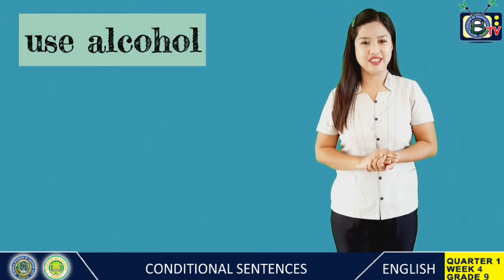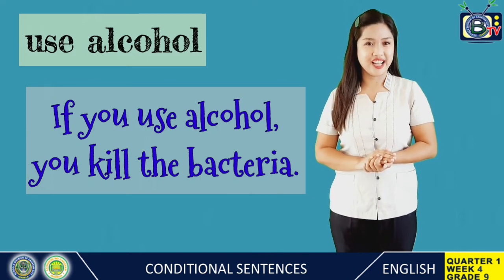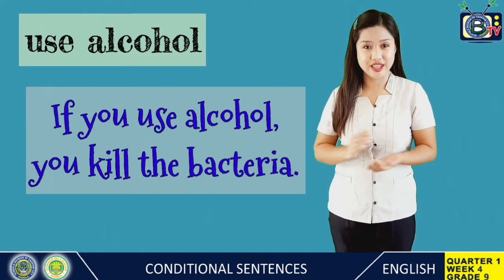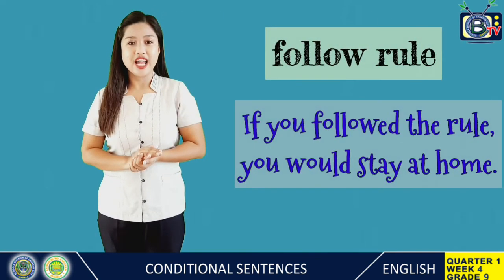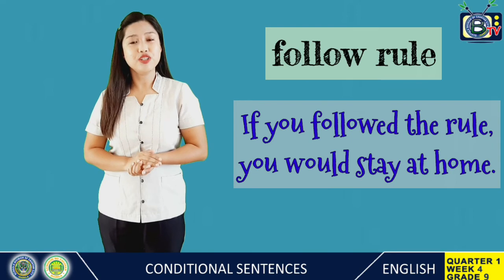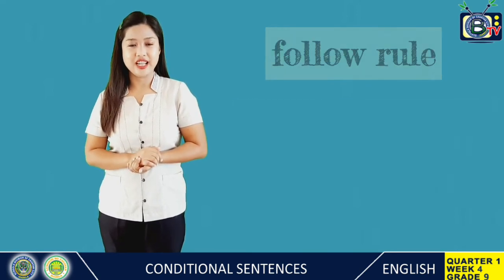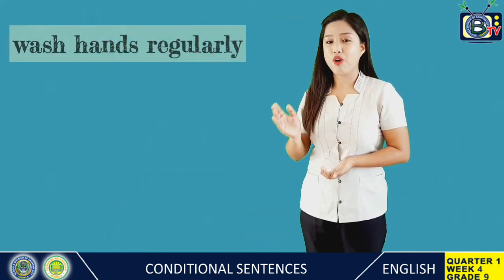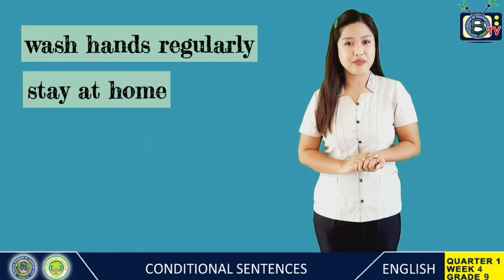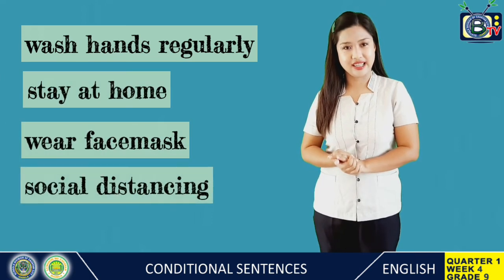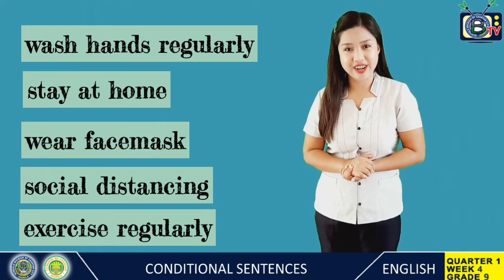Use alcohol. If you use alcohol, you kill the bacteria. That is in the zero conditional. Another, follow rule. If you followed the rule, you would stay at home. That is in the second conditional. The other phrases are: wash hands regularly, stay at home, wear face mask, social distancing, and exercise regularly. Write your answers on your answer sheets.